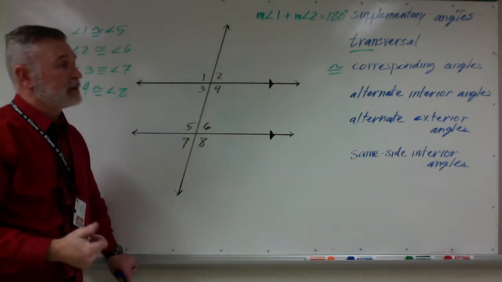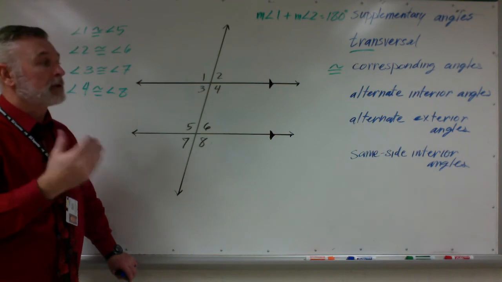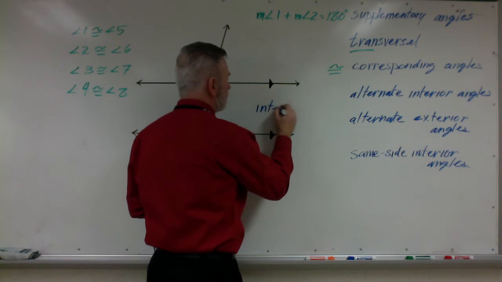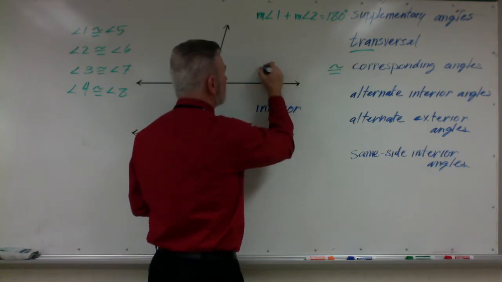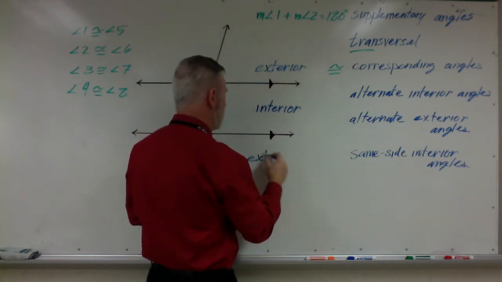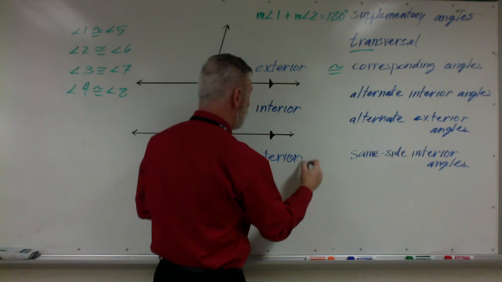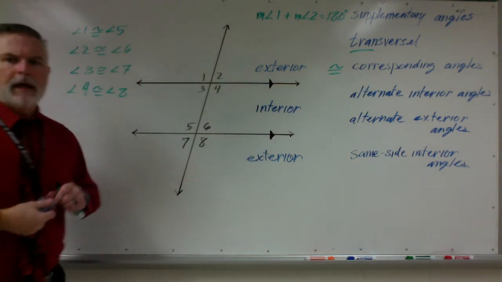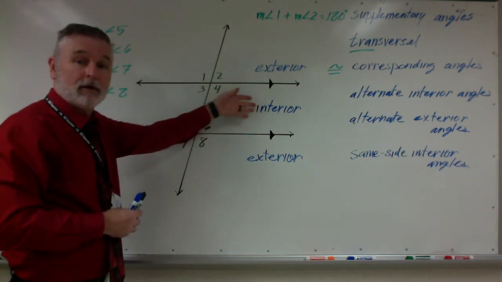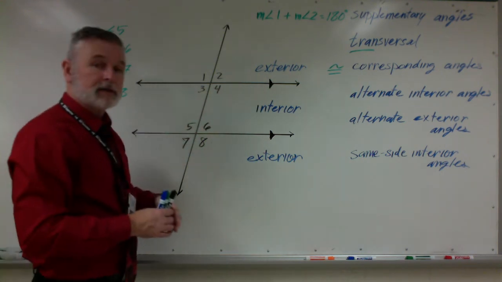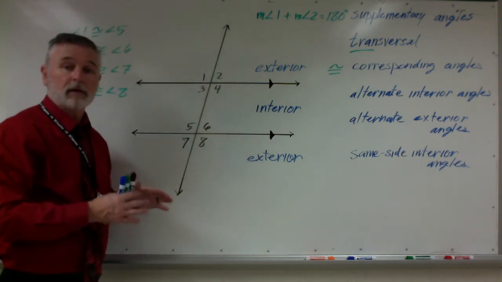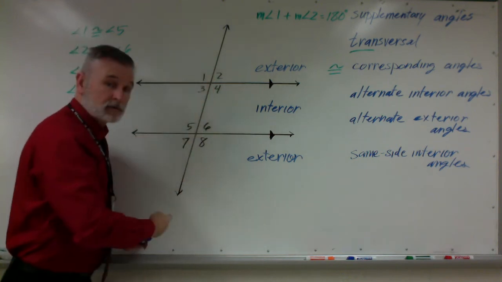The next piece here is alternate interior angles. So what I'm going to do is mark this as the interior, and I'm going to mark this as the exterior, and this section as the exterior. Now, what I mean by interior is inside the parallel lines. Exterior is outside the parallel lines. And this is the transversal.